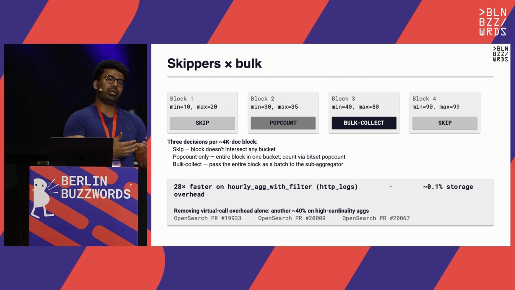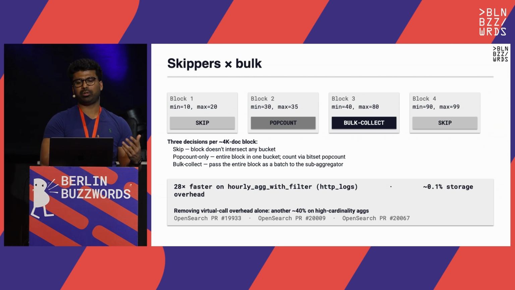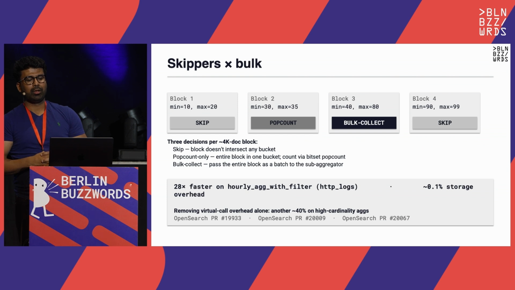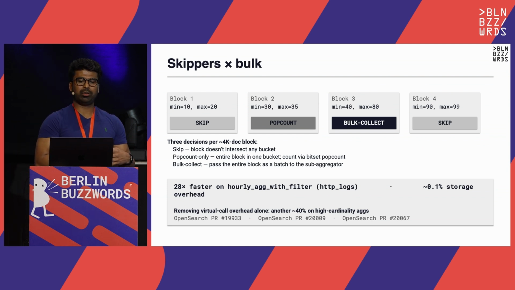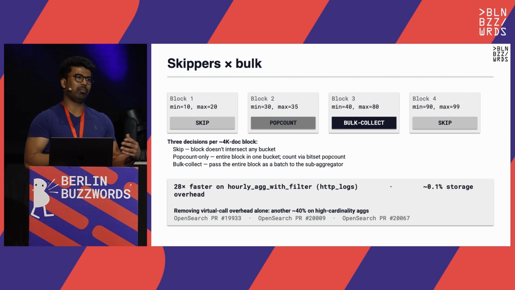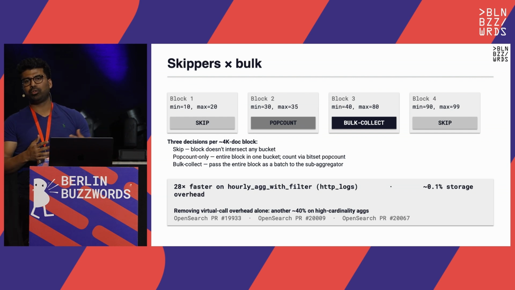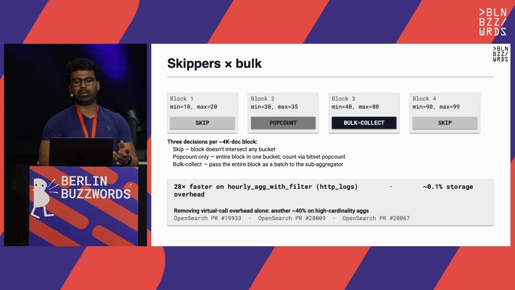Bulk collection alone is a win because you are able to minimize the cost of virtual calls and allow for some auto vectorization. But when you combine them with sparse indices, the gains really compound. For every 4K doc block, you can store some pre-aggregated data like minimum, maximum values, sum, value count, etc., which has minimum storage overhead, roughly 0.1%. And then you are able to quickly make decisions on that.